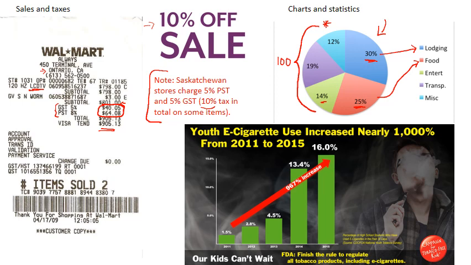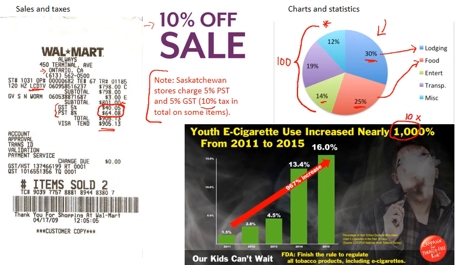Down here, youth e-cigarette use increased nearly 1,000%. So you can have percents that are actually bigger than 100. You'll see that in statistics from time to time, and it's kind of confusing, but it didn't just increase by one whole of itself. It's increasing almost 10 times, because 100% just means one whole thing, but we have this extra zero, so it actually increased by 10 times as much.